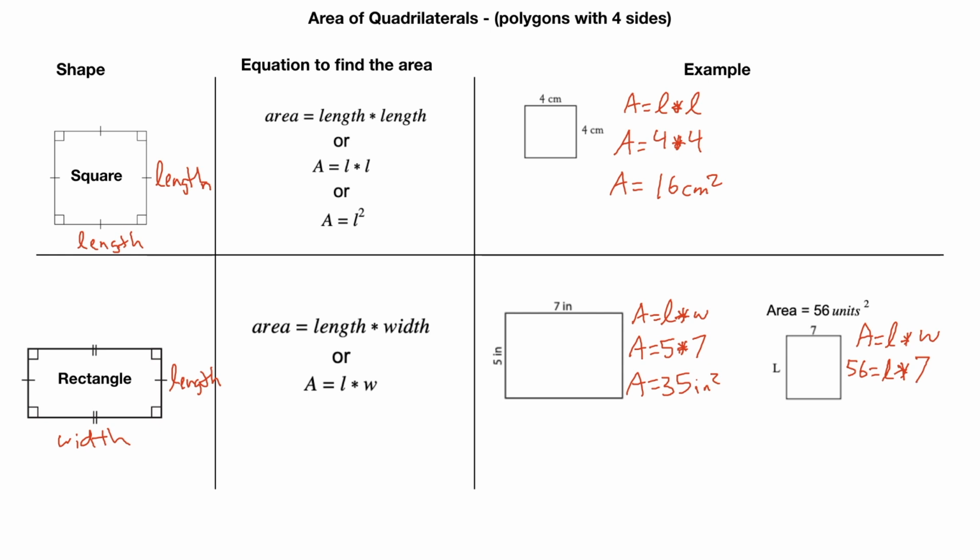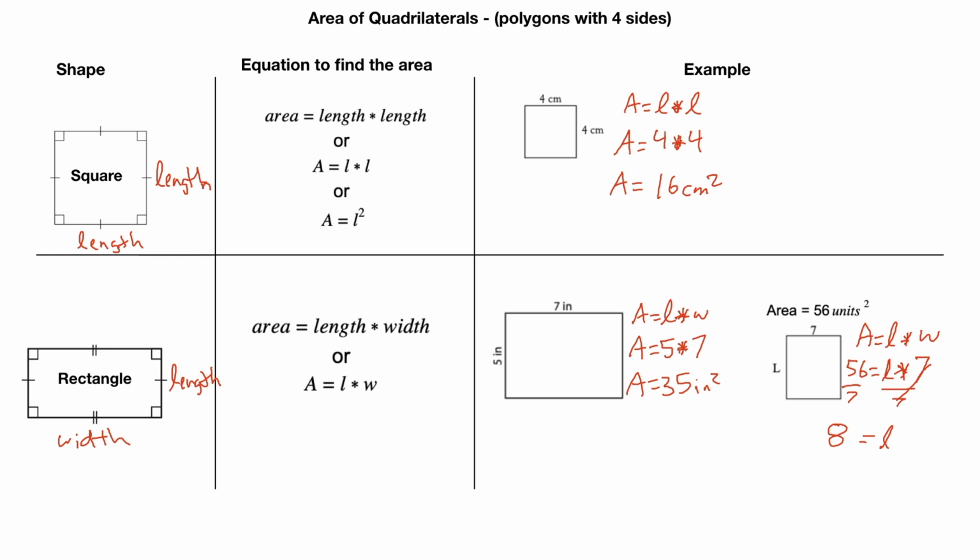And so if I want to solve now, I have a one-step equation. What times 7 equals 56? I could also just divide both sides by 7 if I'm solving algebraically. That cancels out the 7s, and that gives us L equals 8. And so our length would be 8 in this situation. So that's area of squares and rectangles.